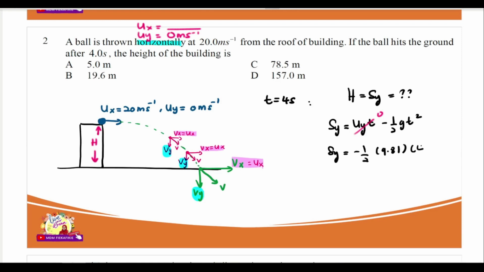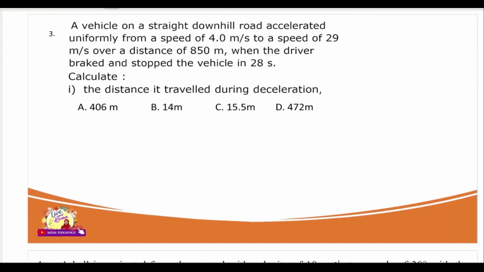T is equal to 4 seconds and the answer is negative 78.5 meter. Okay, so the answer is C. Okay, and then next. Okay, number 3.